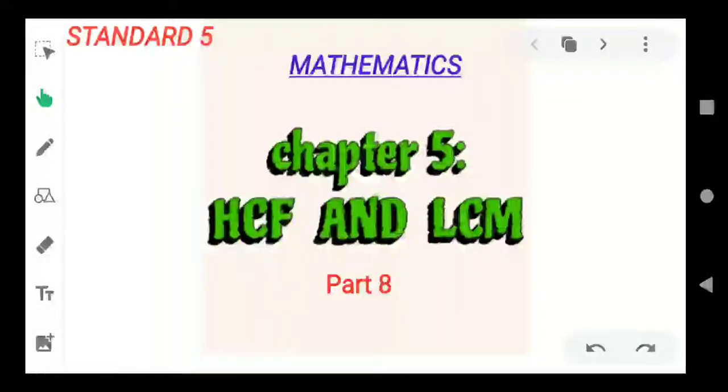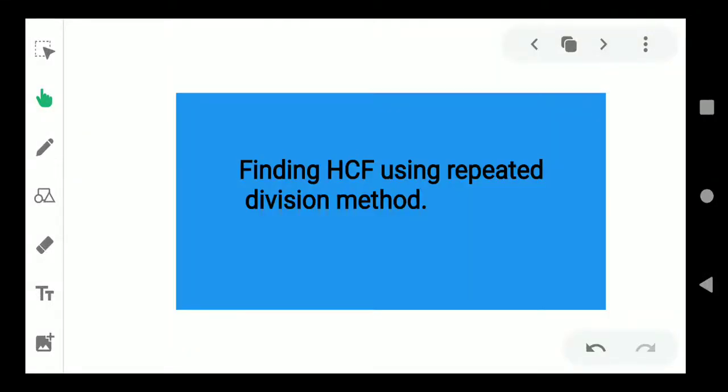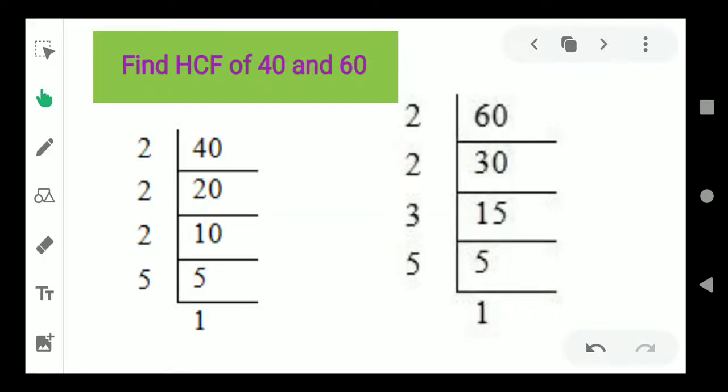We are continuing with chapter 5, HCF and LCM. Today we are going to discuss how to find HCF using the repeated division method. First question: find the HCF of 40 and 60 using the repeated division method.